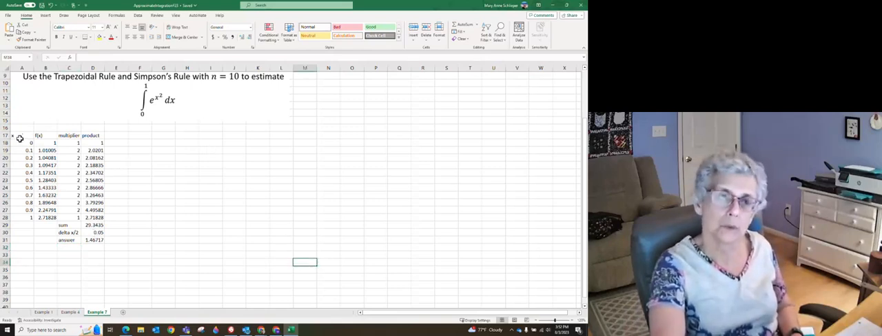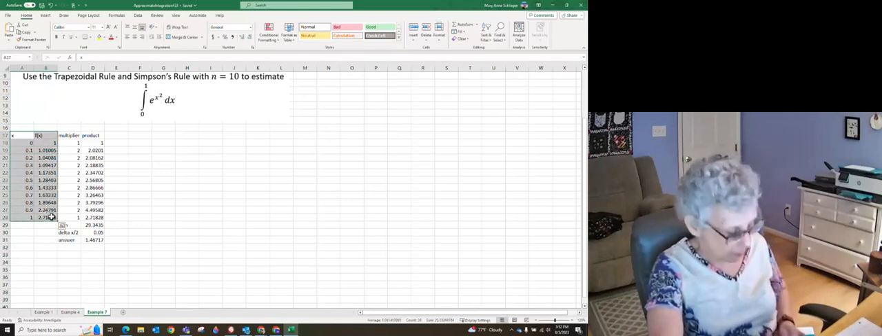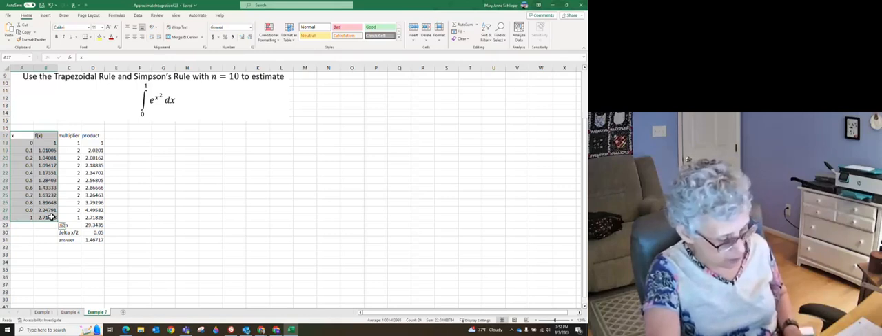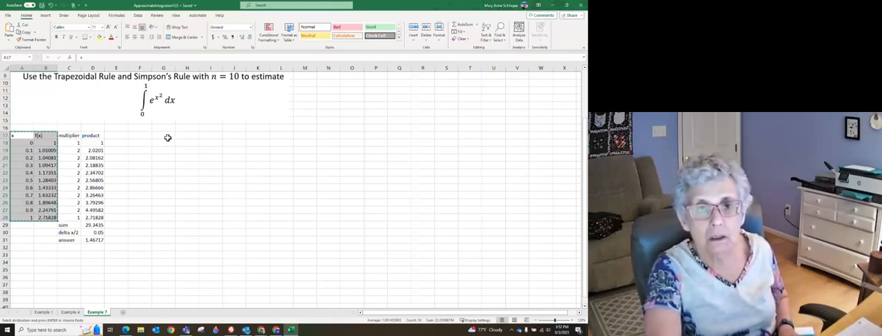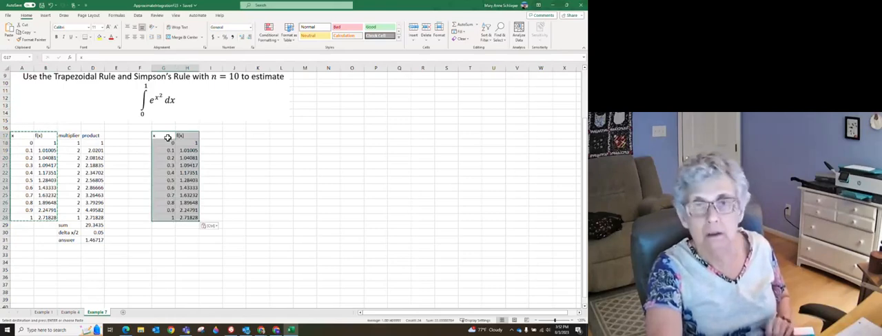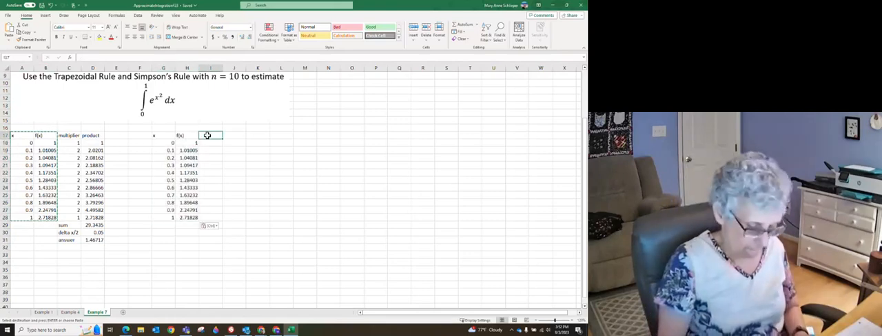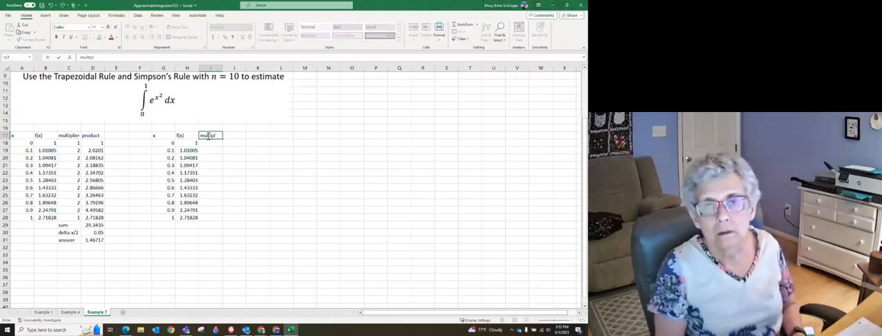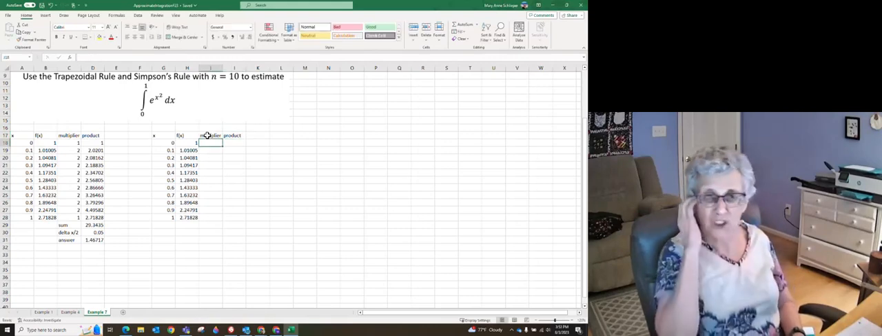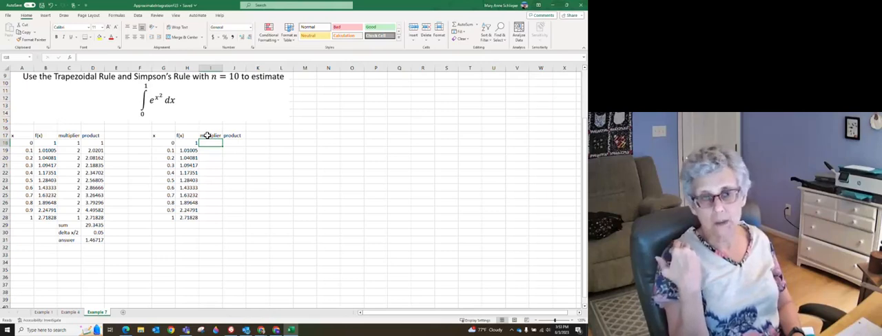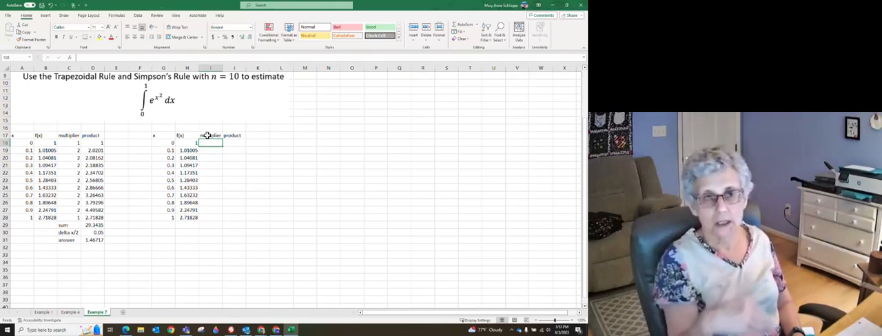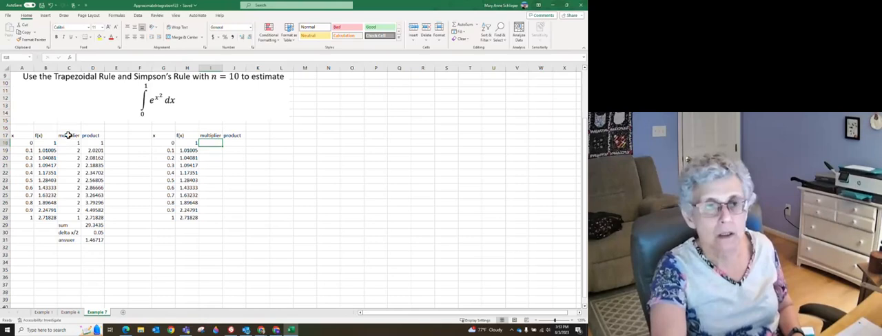Now, I'm going to be super efficient and copy these first 2 columns. So Control C, Control V. Multiplier, product. I could have copied the whole thing actually and then just adjusted the multipliers. So let's see. Let's be super lazy.